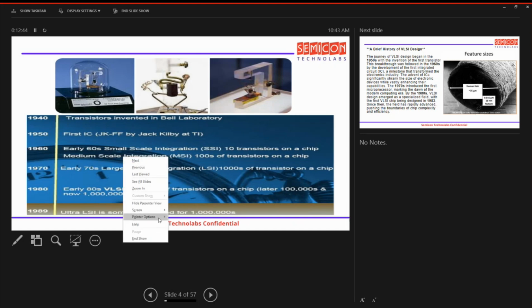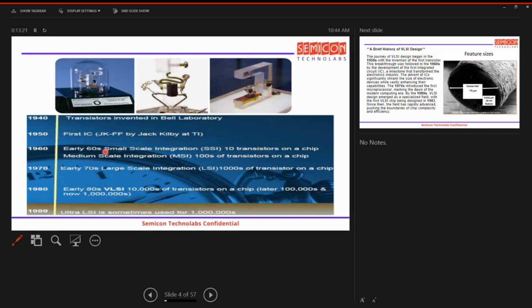So in the 1960s, if you see SSI, only 10 transistors on a chip. Hardly 10, because the size of the transistor was so big. On the left side image, the middle image or the right side image, you can see how big the transistor is. So we could not integrate multiple transistors onto a single chip in order to implement an electronic circuit in the chip. So in the SSI era, only 10 transistors.